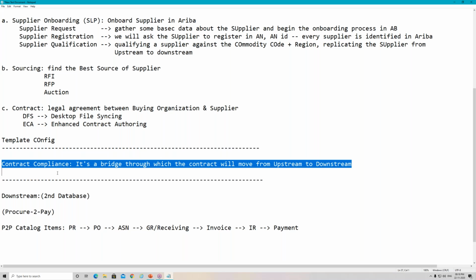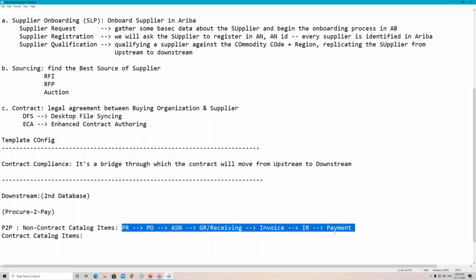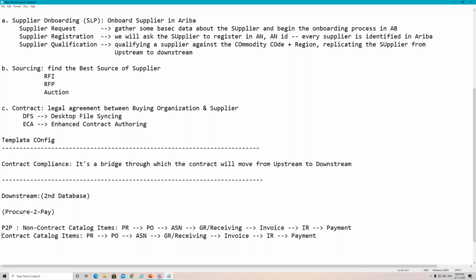Exactly. So the first question, if you ask any trainer, how many types of catalog exist? They will say static and punch out, and I will say wrong. Theoretically they are correct, practically they are wrong. Why? Because in a project it's never like that. In a project, you have to define this particular scenario based on one thing: non-contract catalog item, and this is contract catalog item. So for contract catalog item, you do the same thing. So what's the difference between this process and that process?